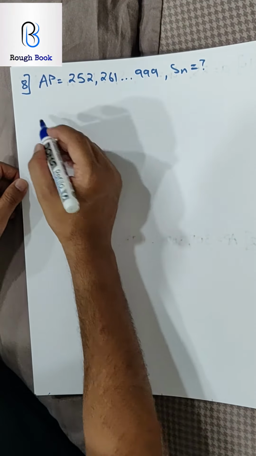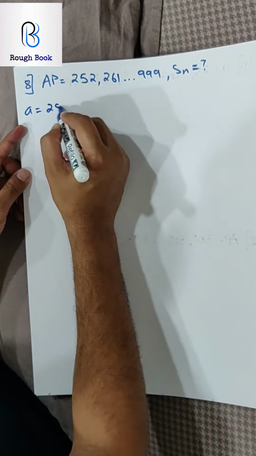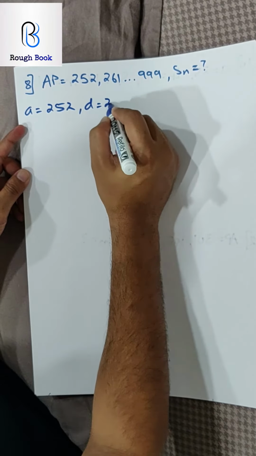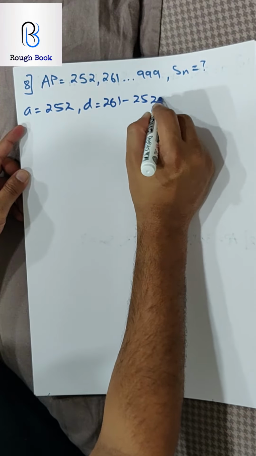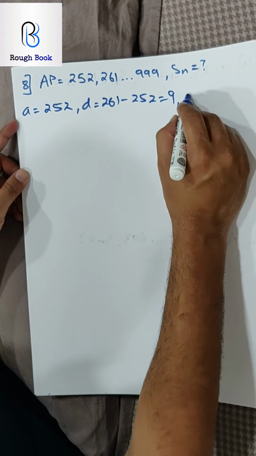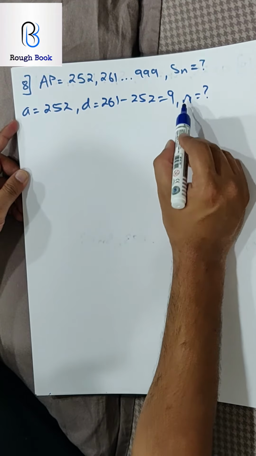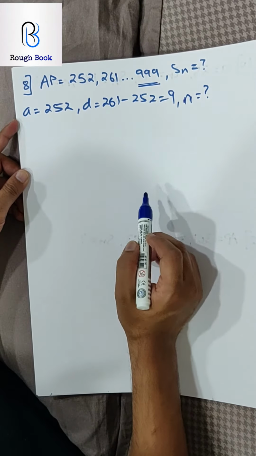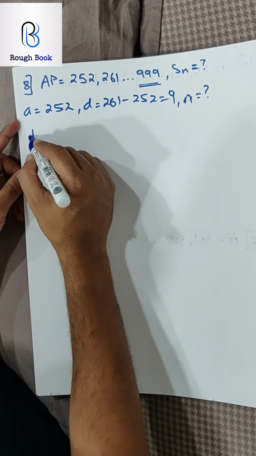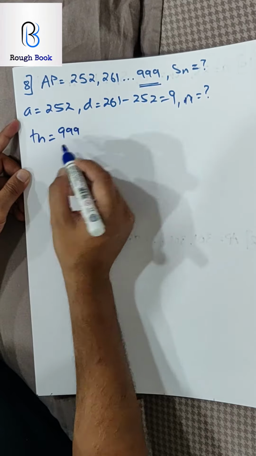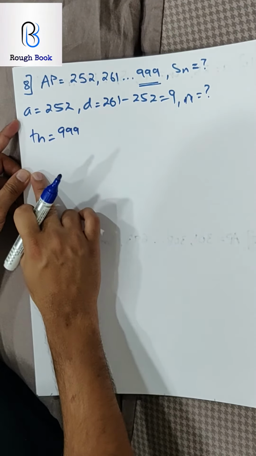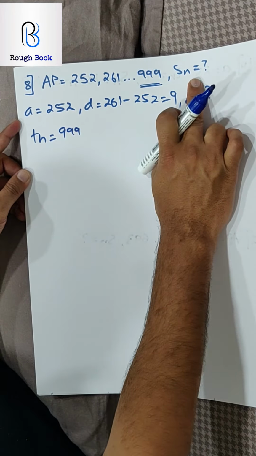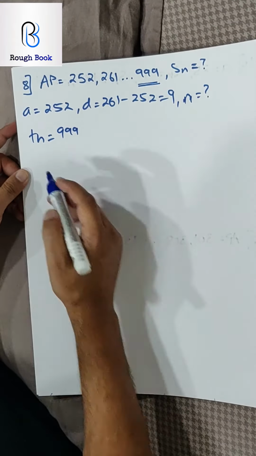It's going to be a huge number obviously. So A is 252. Common difference obviously has to be 9 because multiples of 9. So first I have to find n, as in how many terms are there. We did this type of question earlier. Use Tn as 999, find the value of n. Then substitute n in this and you will be able to get the answer of the sum.